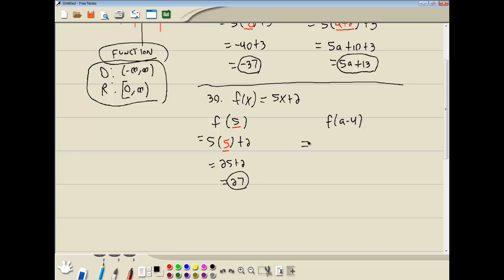Now we'll do the same thing with a minus 4. We'll go through, and everywhere we have a variable, we'll put in parentheses. And then whatever's inside the parentheses right here is what we'll put in right here. So put in a minus 4. Distributive property, 5 times a is 5a, 5 times negative 4 is negative 20, plus 2. And negative 20 plus 2 gives us negative 18. So our answer is 5a minus 18.